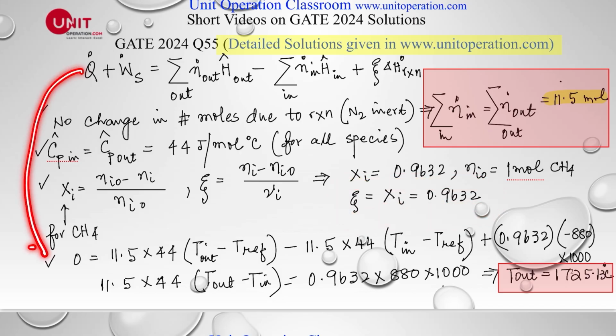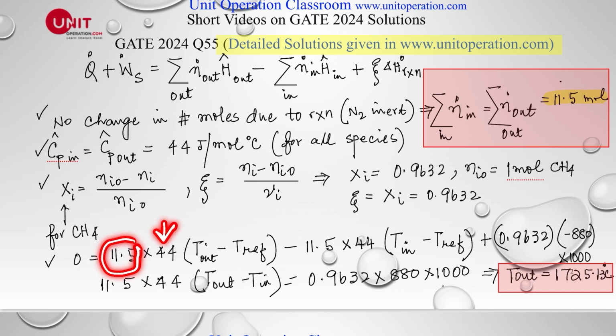So let's do it here. As we said, this is equal to 0, this is equal to 0, so this is 0. N dot out is 11.5 total moles, and each has the same specific heat, so we multiply by 44, and T out minus T reference. This T reference can be any temperature, let's say 25 degrees Celsius or whatever. Same thing for the inlet, the number of moles coming in is 11.5 multiplied by 44, and this is the conversion, that's the extent of reaction xi. So this is xi, and this is the heat of reaction.